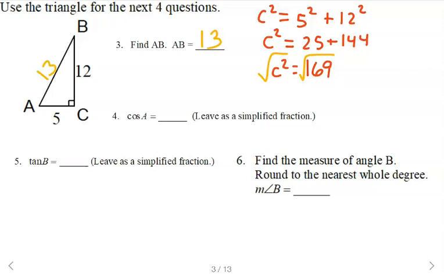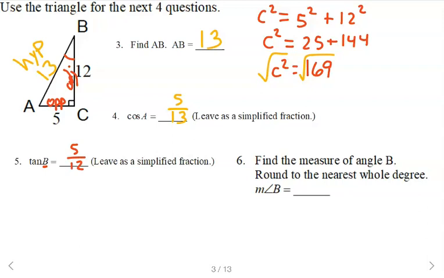Now that we have that, it's easy to find cosine. Cosine is adjacent over hypotenuse. So 5 over 13. Tangent, now it's tangent of B, so we're looking now from the other angle. So that's important because the opposite and the adjacent change depending on which angle you're looking from. So now we're looking from angle B, opposite over adjacent. So 5 over 12 for the tangent.